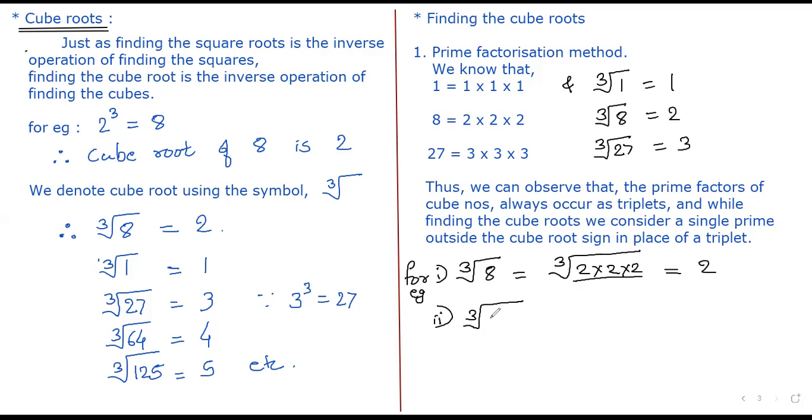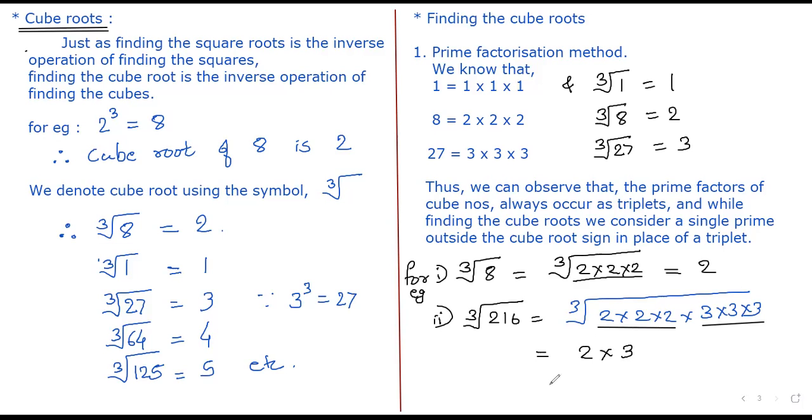If I consider the cube root of 216, the prime factorization of 216 is actually what? 2 into 2 into 2, 3 into 3 into 3. So we have a triplet of 2 and a triplet of 3. In place of a triplet comes out a single 2, and a single 3. So ultimately, cube root of 216 comes out to be 6. Yes or no?